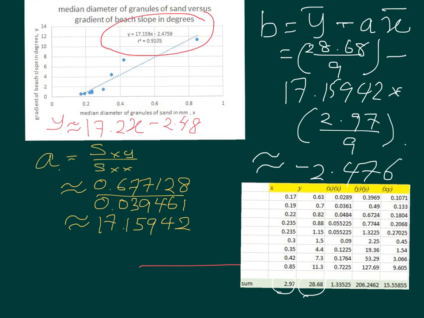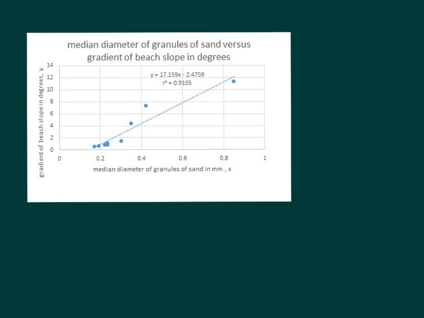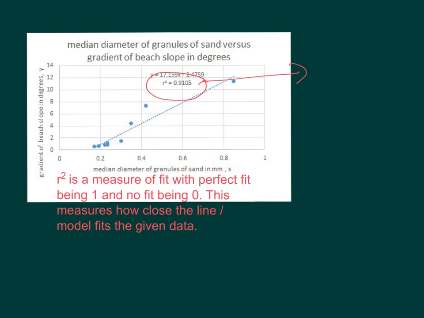Here is the result that I obtained from the spreadsheet. And r square here is the measure of fit. It tells you how closely the line fit the data. And a perfect fit is r square equal to 1. Obviously, when there is no fit, r square equal to 0. And what is r? R is our correlation coefficient, and r square is basically the correlation coefficient squared. So here it is 0.9105, which means the fit is very good.